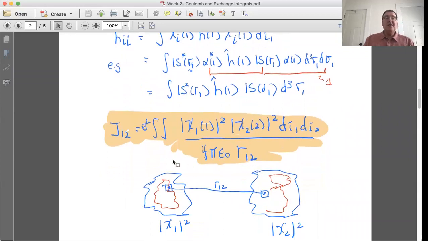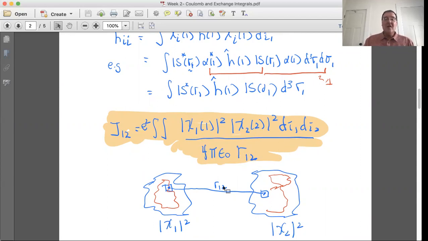As we saw in the previous video, J12 is just a classical repulsion between an electron in spin orbital 1 and an electron in spin orbital 2, and there's the r12. And here, for one of the very few times, I've written in MKS units, because that's what you're familiar with. Atomic units get rid of the e squared and the 4 pi epsilon naught. You can convert between them.